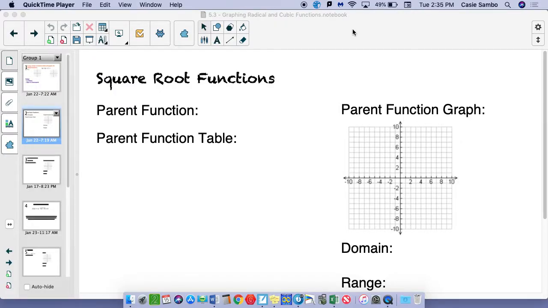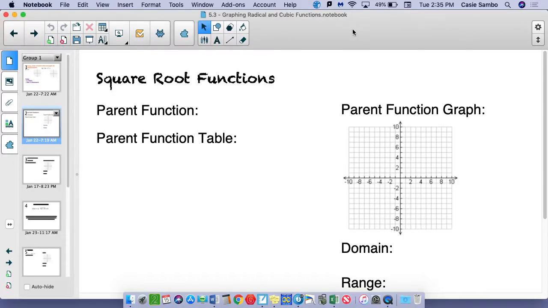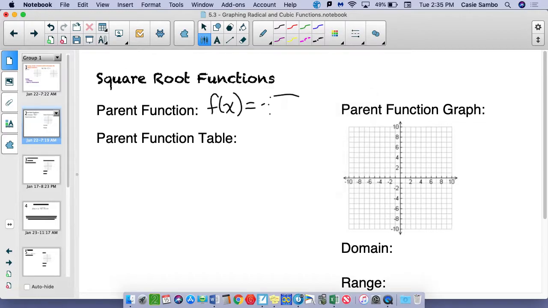Okay, so we have already talked about square root functions, but we are going to look at square root functions again, and then we're also going to look at cube root functions because we've been talking about radicals so far this chapter, and we want to make sure that we know what they look like graphically. We looked at square root functions back in chapter 1, so we already know that the parent function for the square root is f of x equals the square root of x.